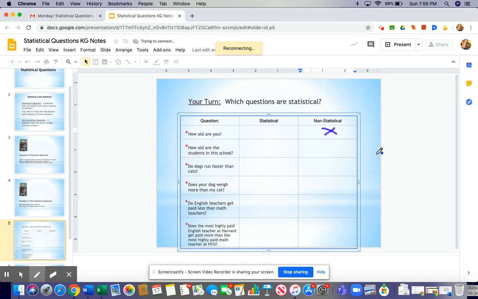Okay. How old are the students in the school? Will that have one answer, or will that have a variety of answers? Right, that is statistical. There are many different students with many different ages in our school. Therefore, you're going to have a variety of answers. Let's look at the next question. Do dogs run faster than cats? Will that have one answer, or will that have a variety of answers?